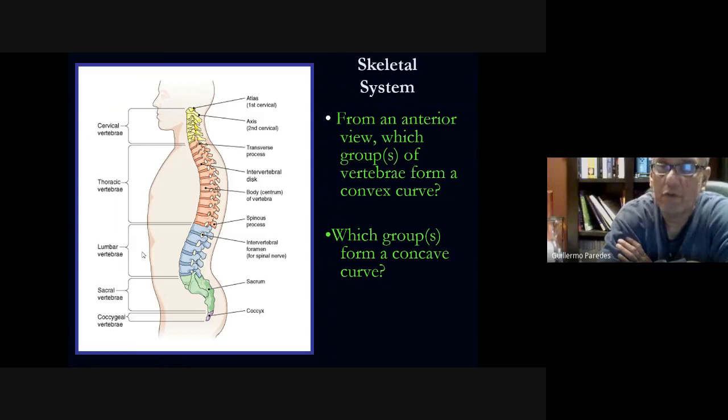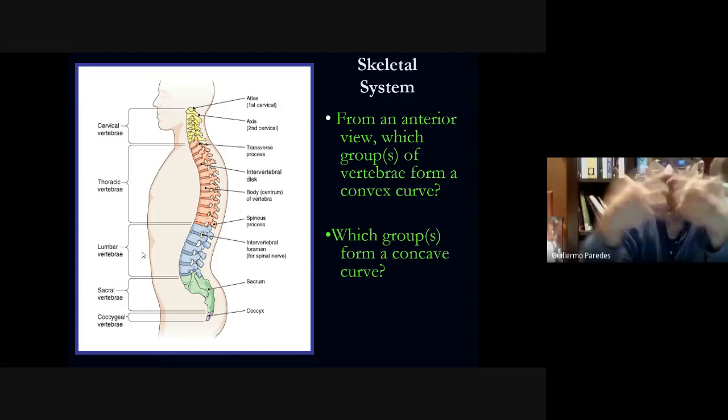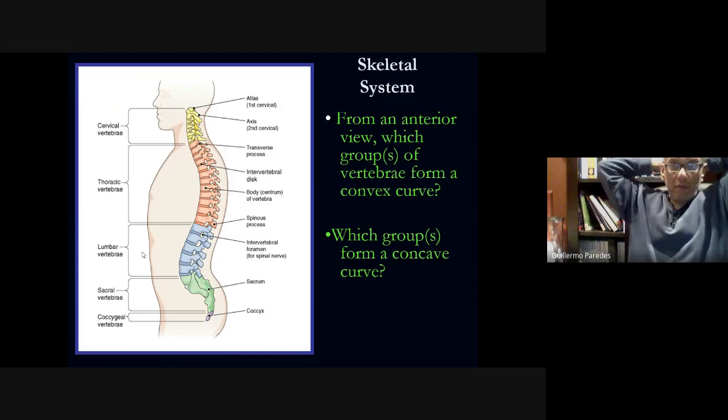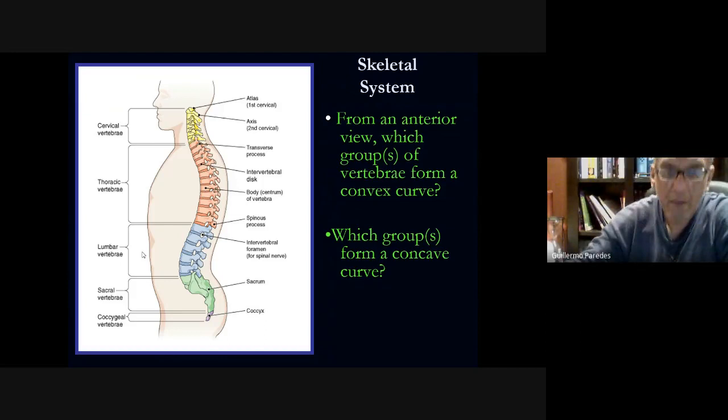The one who has certain move is actually the rest, the cervical, thoracic, and the lumbar. Cervical 7, thoracic 12, lumbar 5. Right? Sacral 5. And the coccyx 4. Okay? Okay, so let's go back to the ribs.